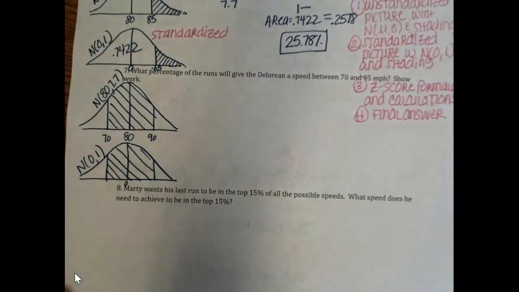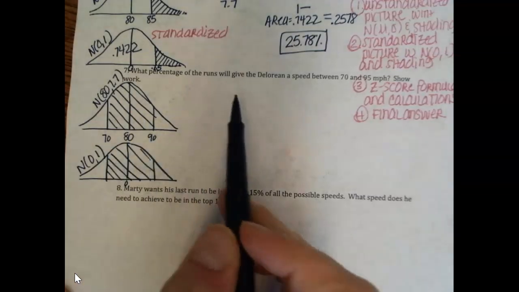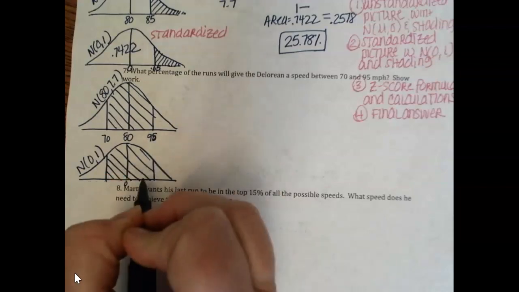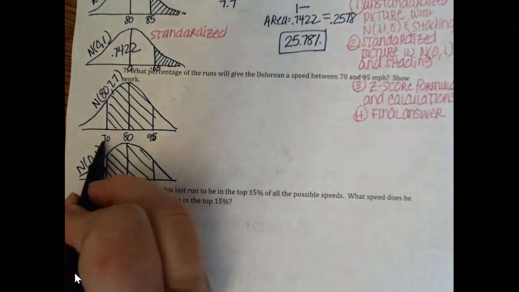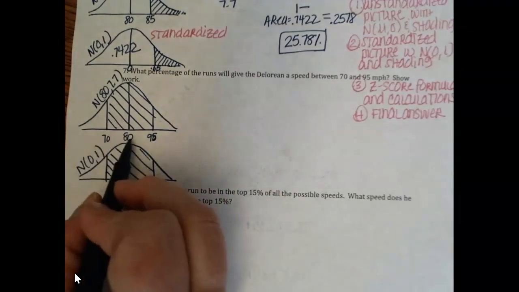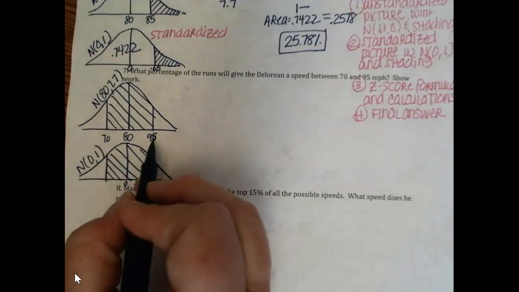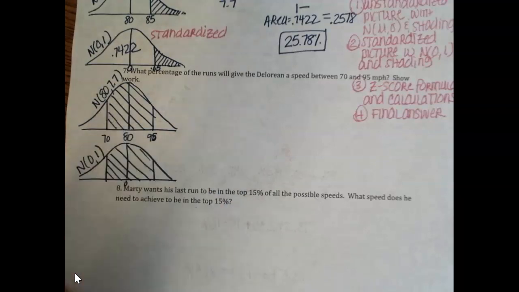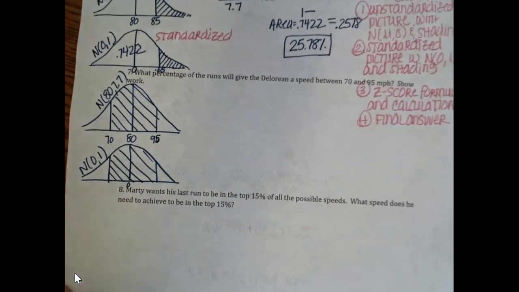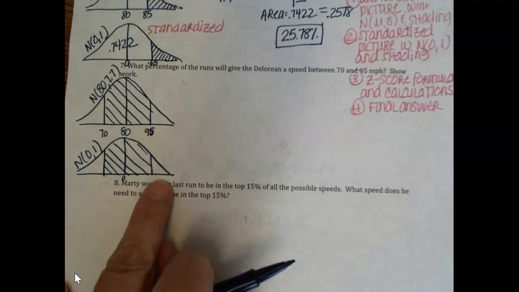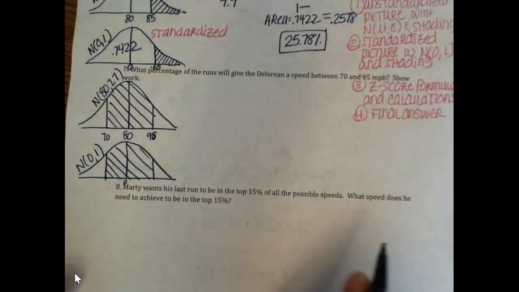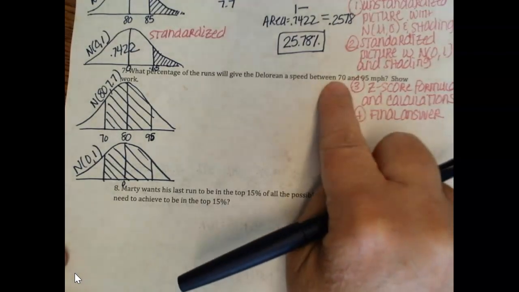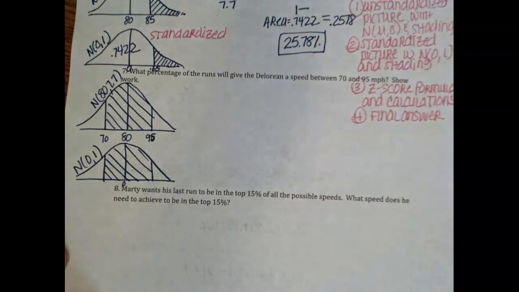So I have my 2 drawings here. I have my unstandardized, and it did ask about 2 scores between 70 and 95, okay? So 70 is somewhere to the left of 80, so I just drew where 70 was. 95 is somewhere to the right of 80, so I drew it there. And I want to know about in between, okay? So then I did my standardized curve. I've got it centered at 0. I don't have my z-scores yet. I need to find 2 z-scores here, one for 70 and one for 95.